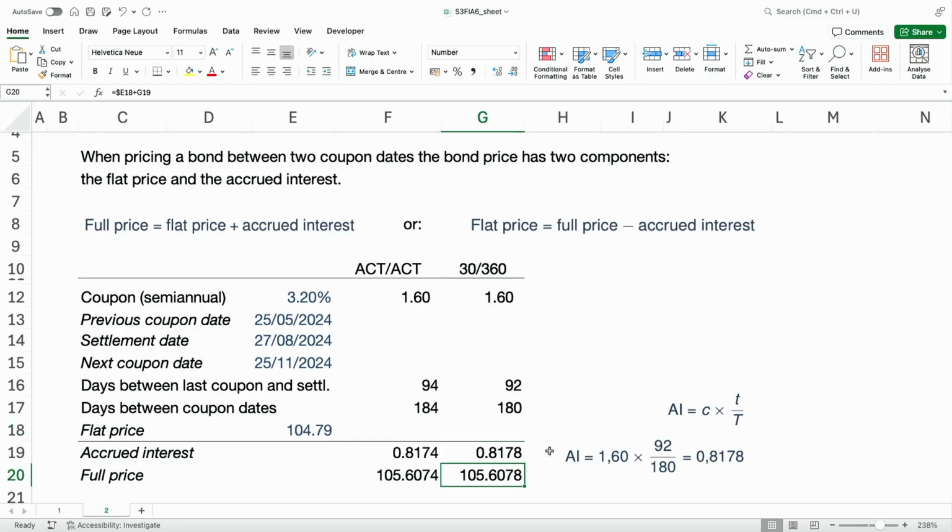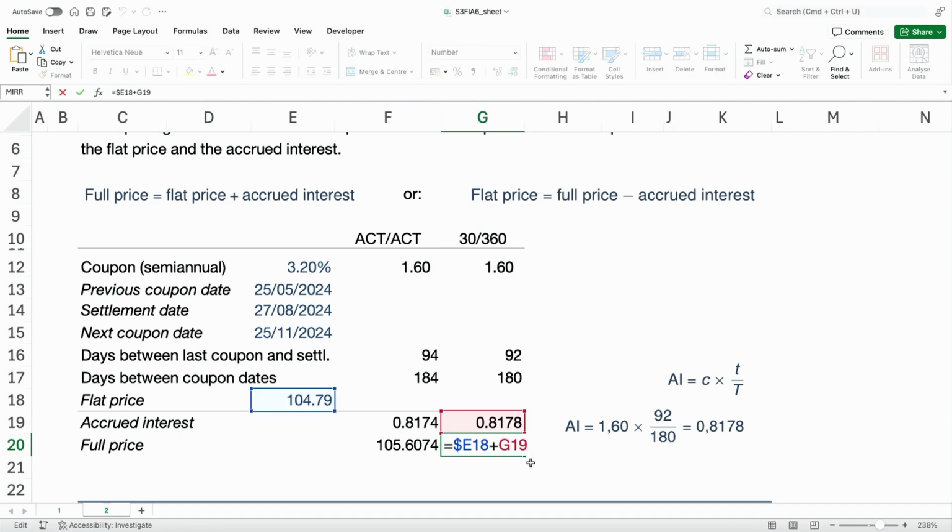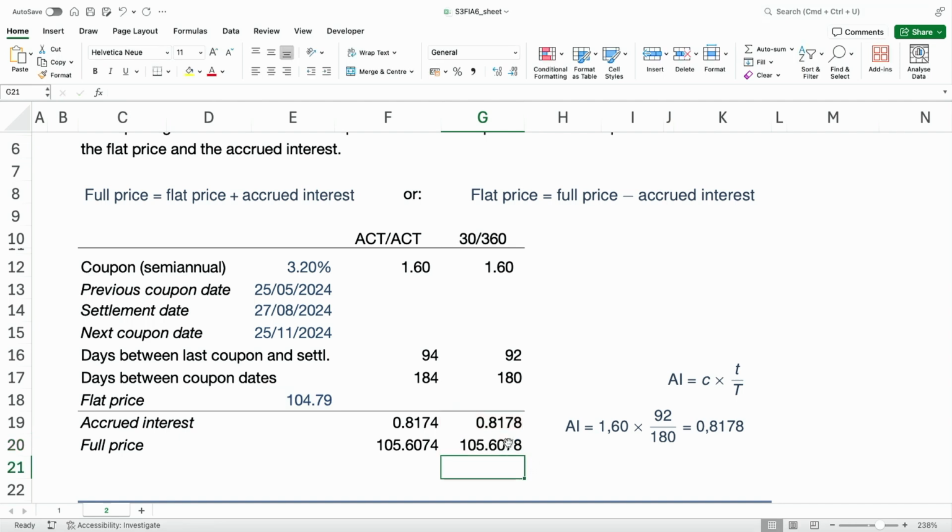Thus, the full price we would get should we choose to sell at the dealer quote of 104.79 would be the flat price, 104.79, plus the accrued interest of 0.8178, for a total of 105.6078.